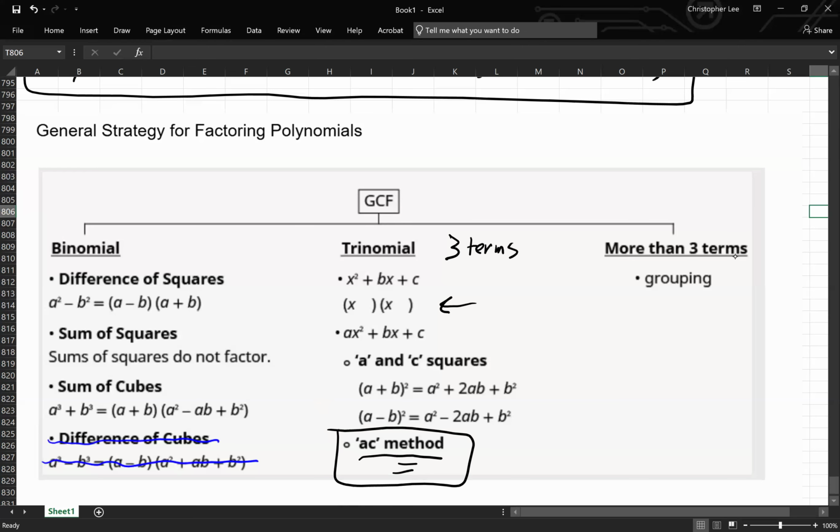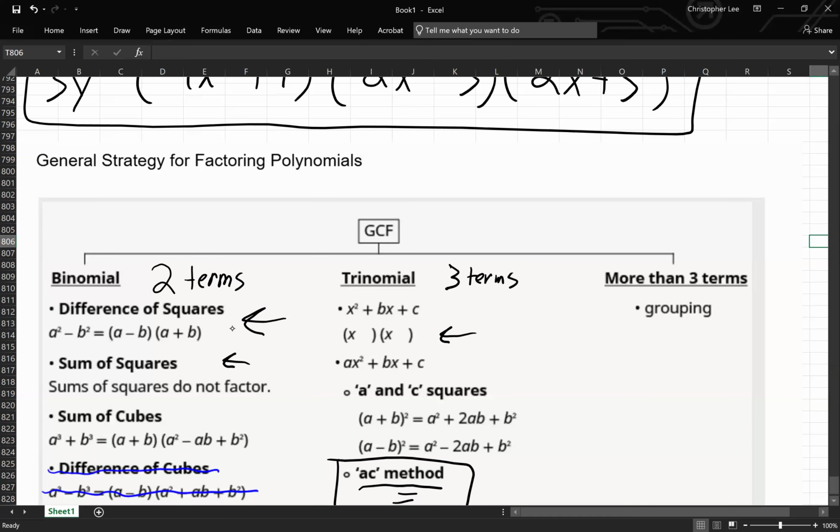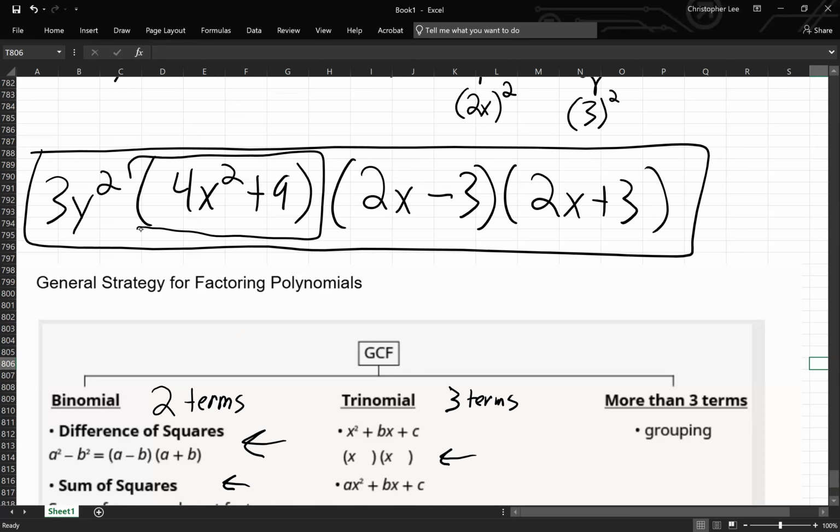Now, let's say that we have two terms. That's a binomial. Then we have the difference of squares, the difference of two perfect squares. That's what we just practiced. A minus B times A plus B. One factor is a positive, one factor is a negative. That's it. If you have what's called the sum of two squares, like this part right here, the 4x squared plus 9, that's the sum of two perfect squares. You cannot factor that. You're done. That stays the same. Only the difference with the minus can be factored.